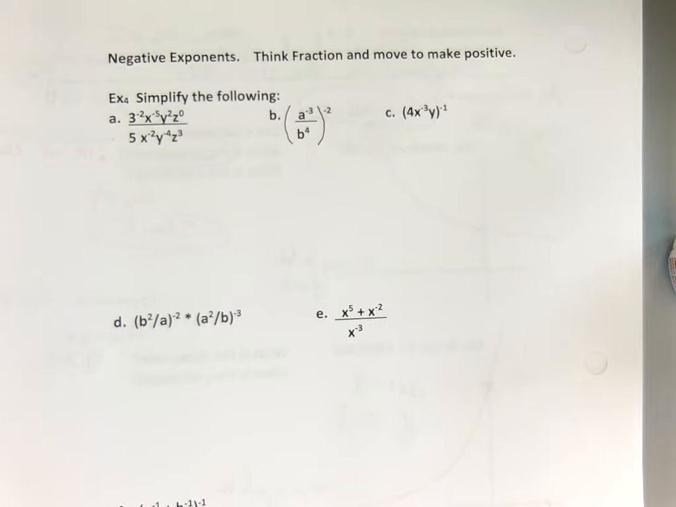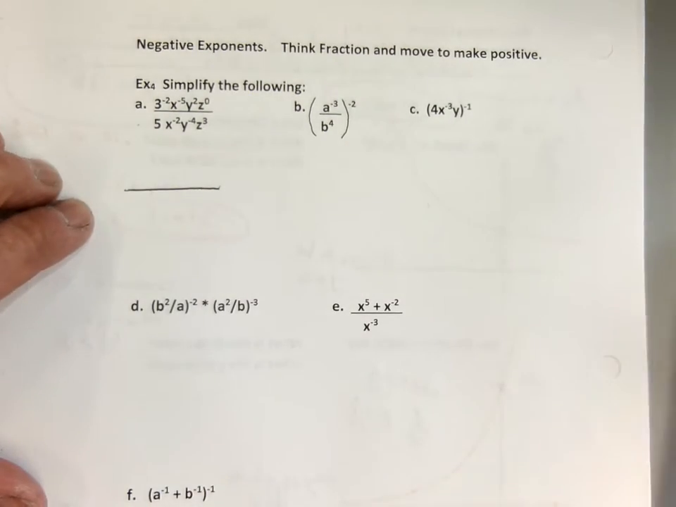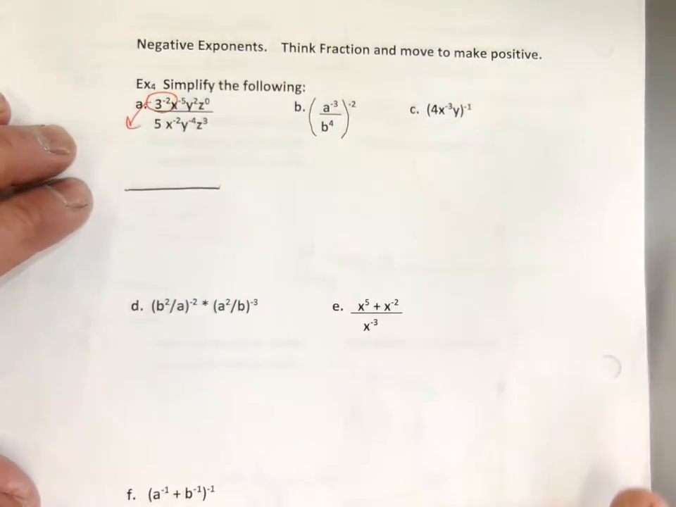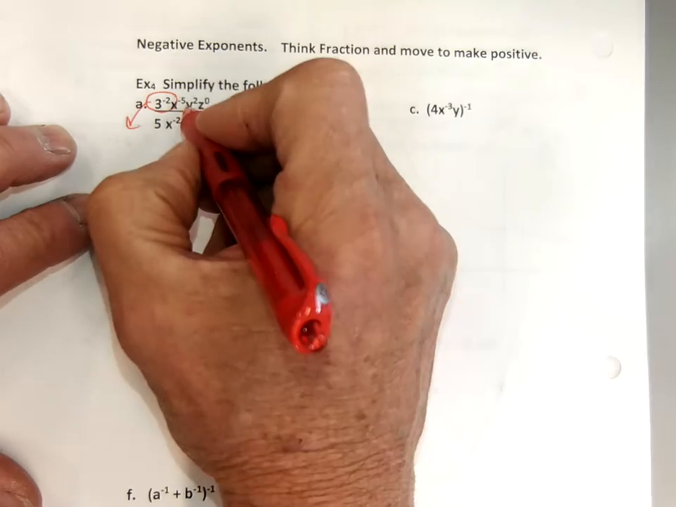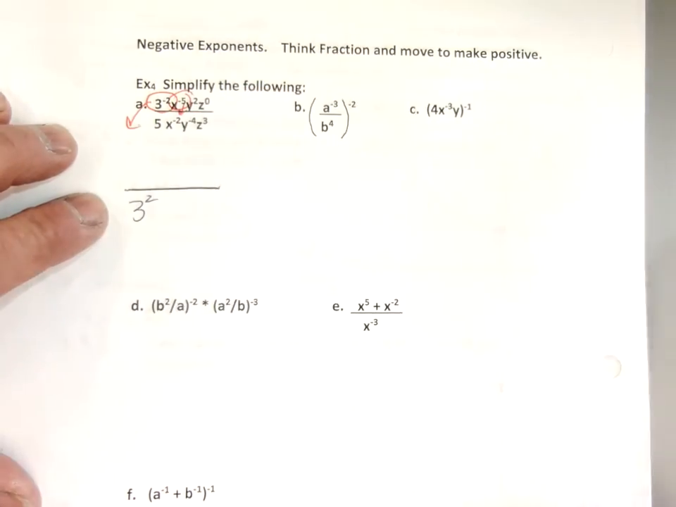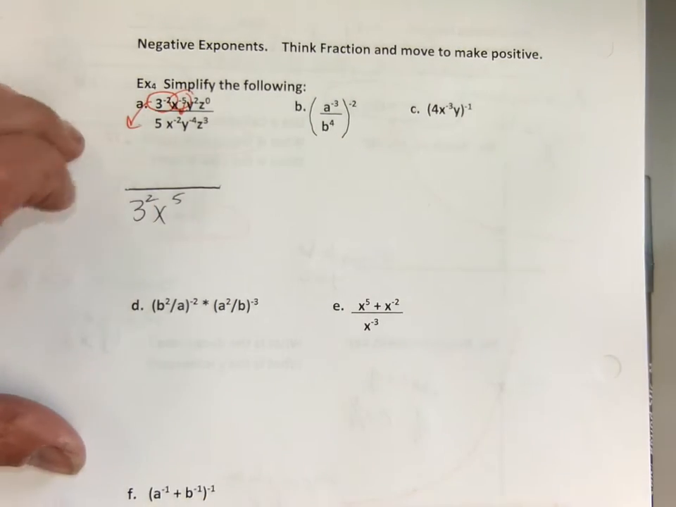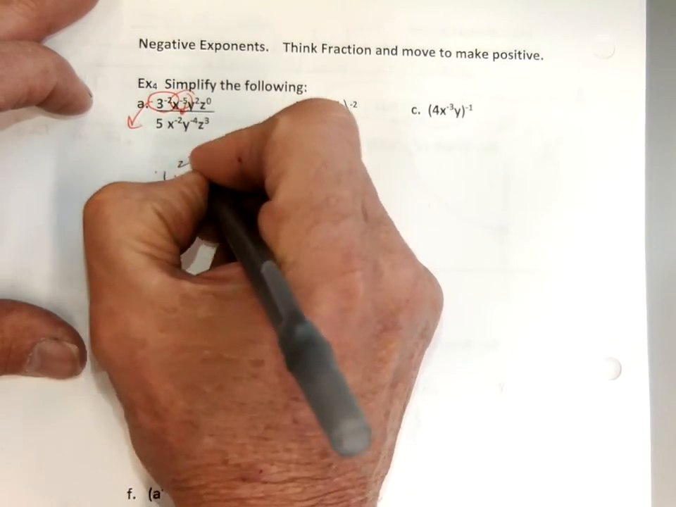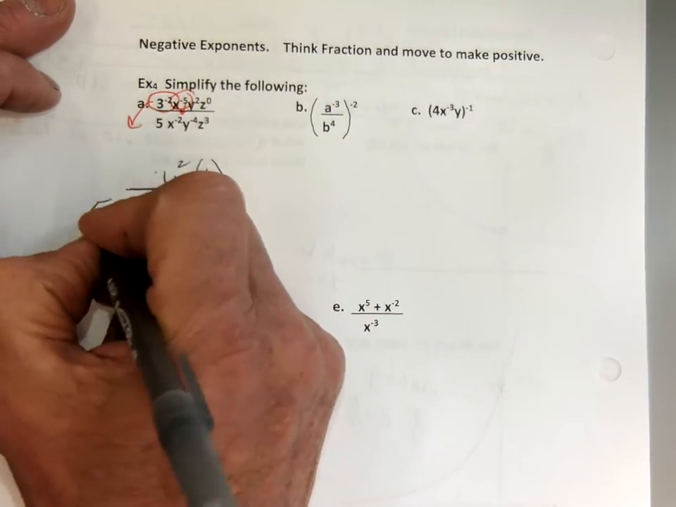I think today's kind of a review of what we've learned before. So the first thing I'm going to do to simplify this first one, fraction bar, I'm just going to move everything that has a negative exponent. This is going to come down. 3 squared. This one's going to come down. X to the 5. When you move it, it becomes positive. Anything to the 0 power is going to be 1, but hold on, I've got y squared times 1. This 5 stays where it's at.